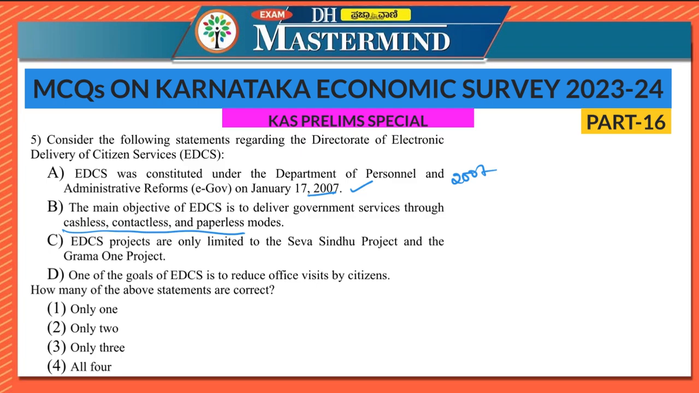The main objective of EDCS, like any e-governance platform, is to deliver government services through cashless, contactless, and paperless modes. The statement that these projects are only limited to the Seva Sindhu project and Grama One is wrong. So it has many more. One of the goals of EDCS is to reduce office visits by citizens. Definitely, any digital initiative will aim to reduce office visits by citizens, and the general aim will be to give services to the citizens at their home itself.